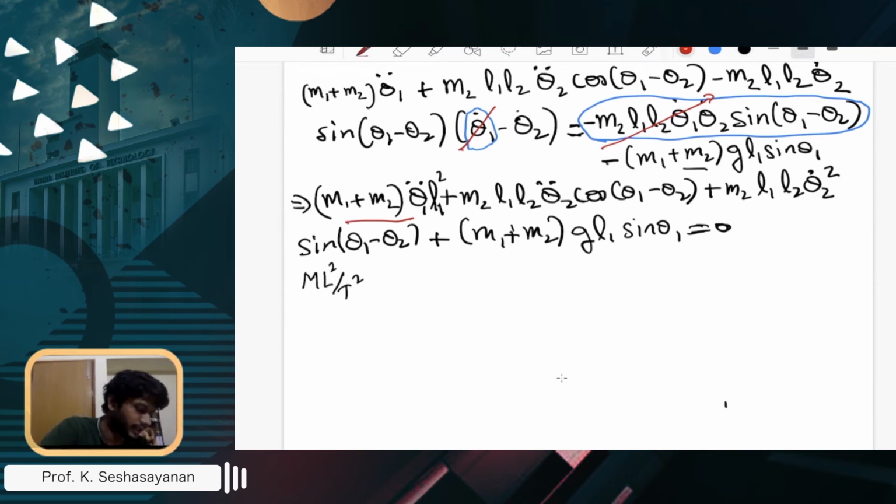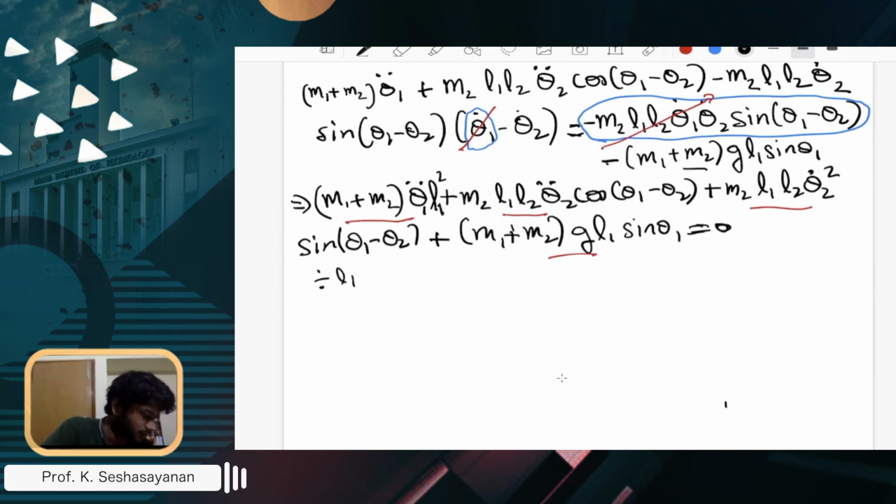So one has to verify that each and every term has the same dimension, and if there's a discrepancy, it means that there is an error. So here we find that all these terms have ML squared over T squared dimension. So at least dimensionally, one does not have an error in this equation. So we can do one more simplification.